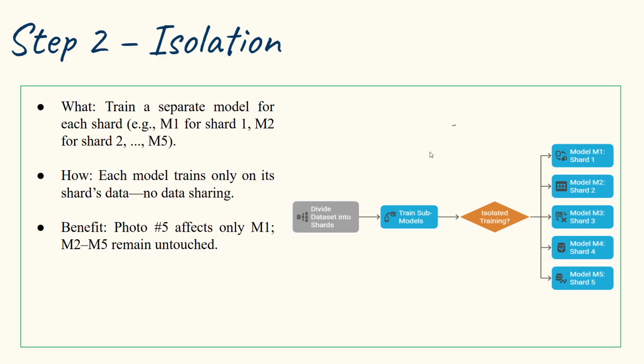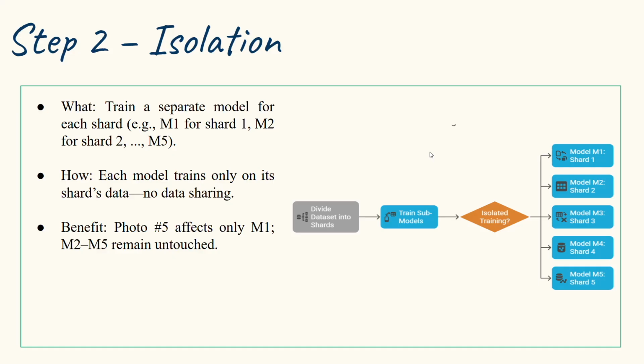Step 2, Isolated. Training submodels. For each set, we train a separate mini model. So with 5 sets, we train 5 models. Call them M1 through M5. Each model only sees its own set's data. No sharing, no overlap. It's like giving each student their own textbook chapter to study.